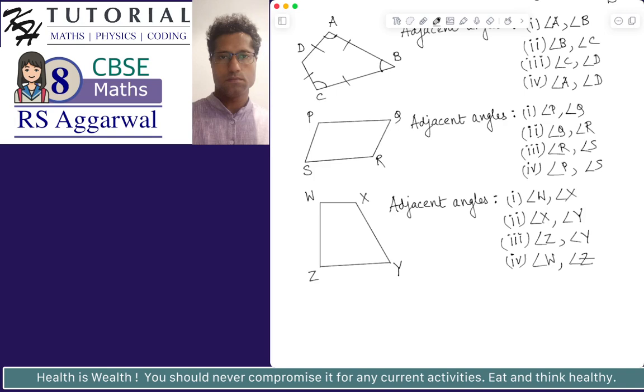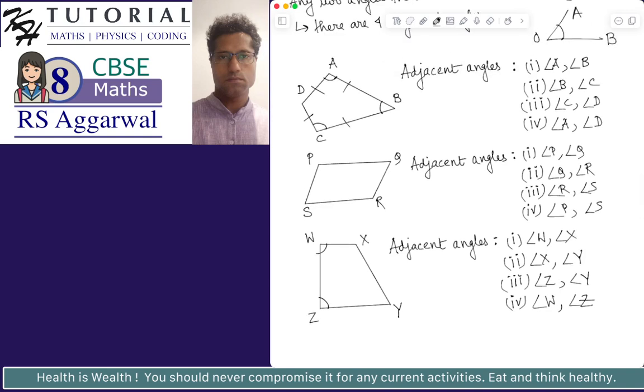So let me quickly show visually the adjacent angles of the quadrilateral WXYZ. These two are adjacent angles. Again, these two are adjacent angles. Again, these two are adjacent angles, and finally these two are adjacent angles. So this was a pair of adjacent angles in a quadrilateral, and a quadrilateral has 4 pairs of adjacent angles.